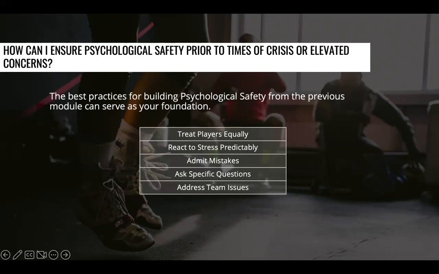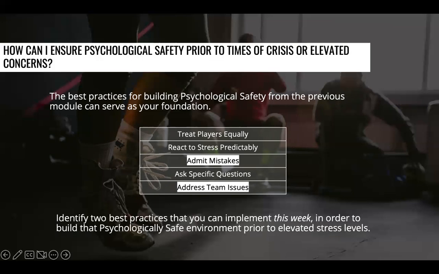In the 100 level modules, we discuss best practices for building psychological safety. Those best practices include treating players equally, reacting to stress predictably, admitting mistakes, asking specific questions, and addressing team issues. This week, we want you to identify 2 best practices you can implement in order to build a psychologically safe environment prior to elevated stress levels.